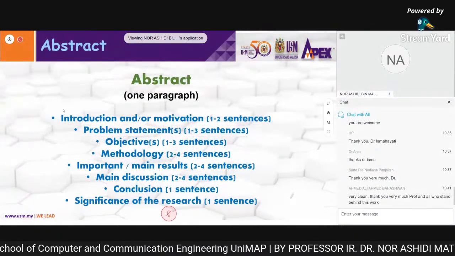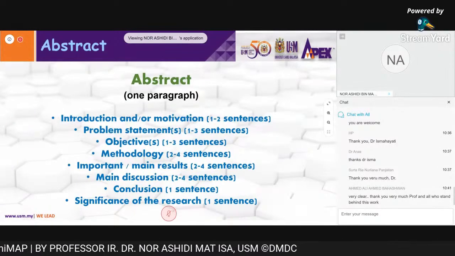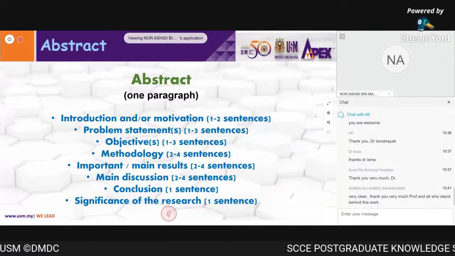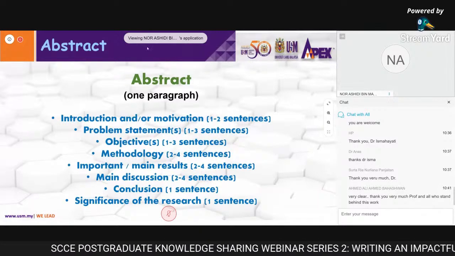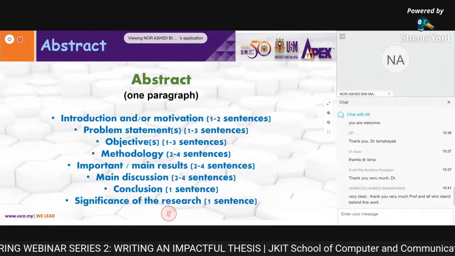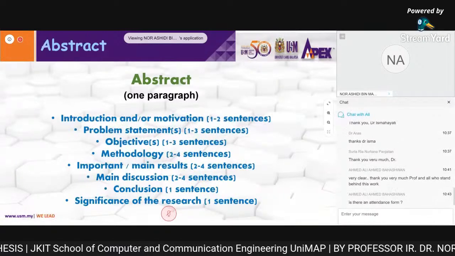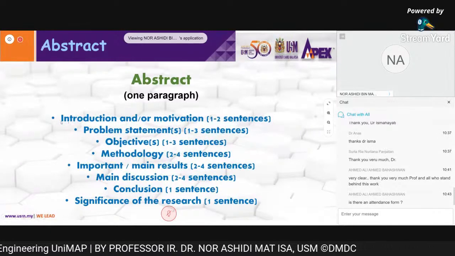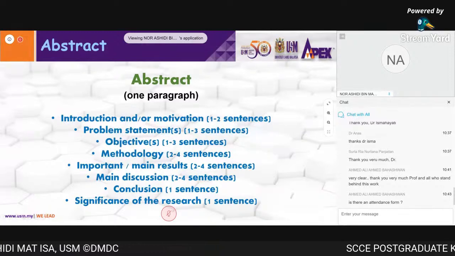Okay, after the title, we move to the abstract. An abstract must be in Bahasa Melayu and Bahasa Inggeris, so both are the same. I will show you in English, then you can translate it into Bahasa Melayu. So what is an abstract? For me, it should be written in one paragraph. It must include these eight items.